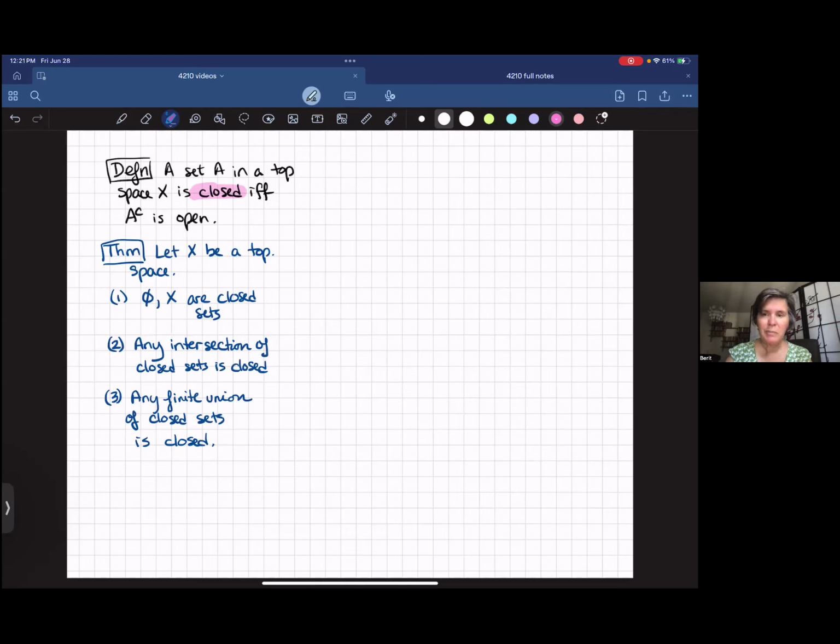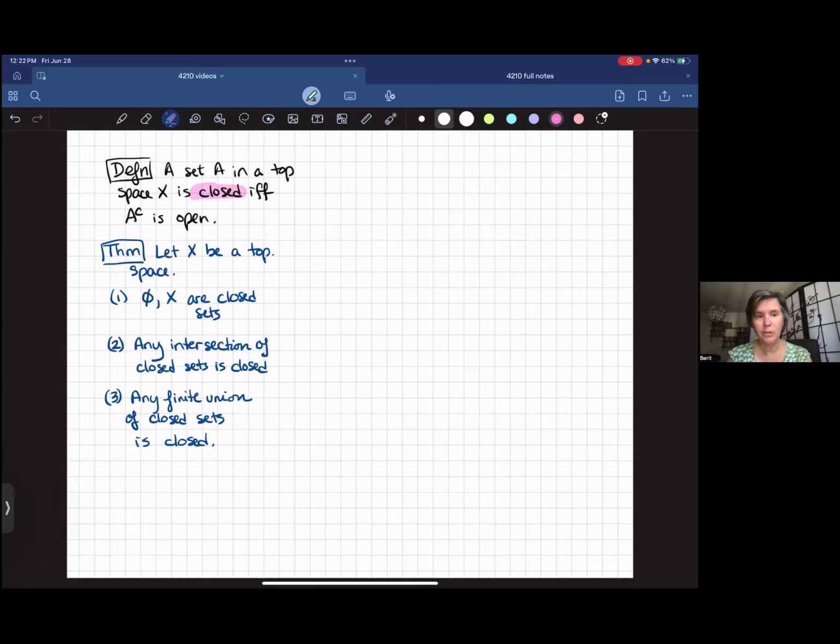So this theorem should maybe remind you of something that you might have seen before. It's got these three properties, one about the empty set and the whole space, one about intersections, and one about unions. And that reminds me a lot of the definition of a topology, which is really the definition of what are open sets.